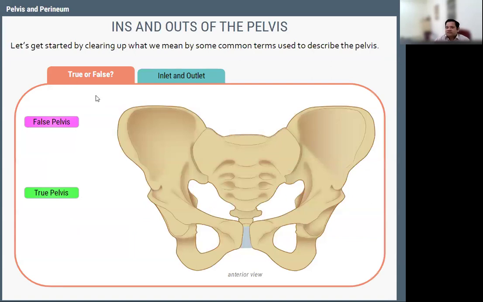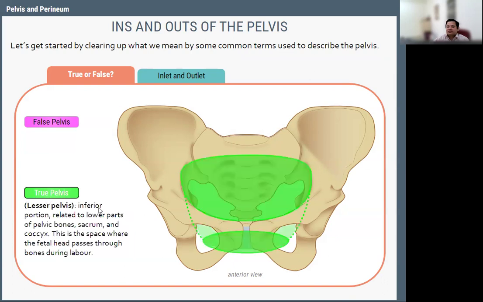There are some terms which we should clarify ourselves, like how many types of pelvis there are. Functionally, you can say there is the true pelvis and the false pelvis. The true pelvis is also called the lesser pelvis and it is totally surrounded by bony parts. Its inferior portion is related to the lower part of the pelvic bones, sacrum and coccyx. This is the space where the fetal head passes through the bones during labor. This is the place where the head gets fitted and then moves. True pelvis is totally covered by bones.